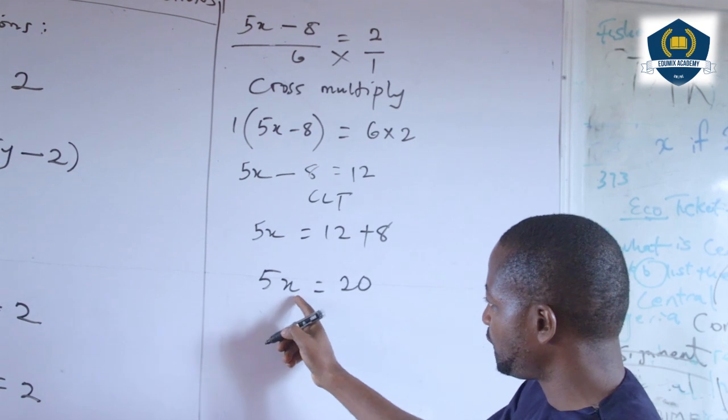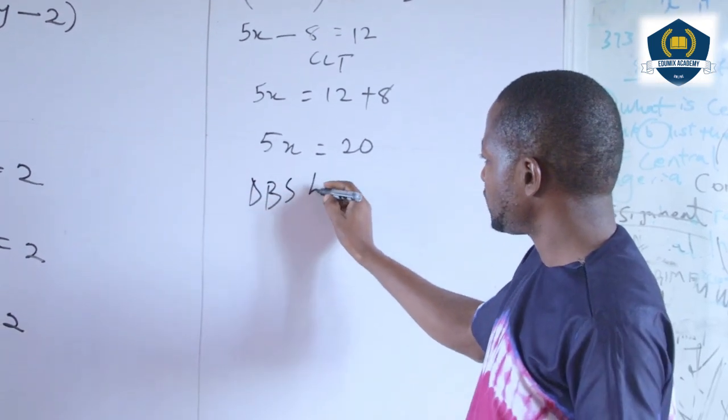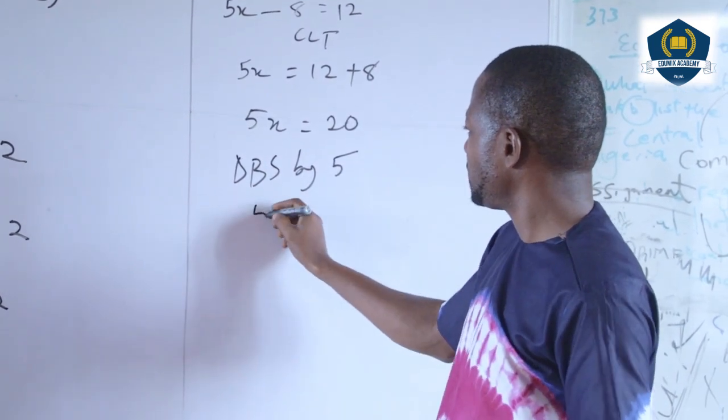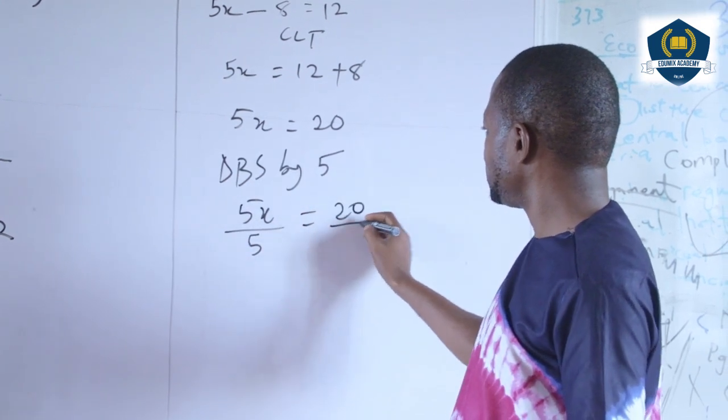So, the next thing, you are looking for x. And the coefficient of x is 5. So, divide both sides by the coefficient of x, which is 5. Divide both sides by 5. So, 5x over 5 is equal to 20 over 5.